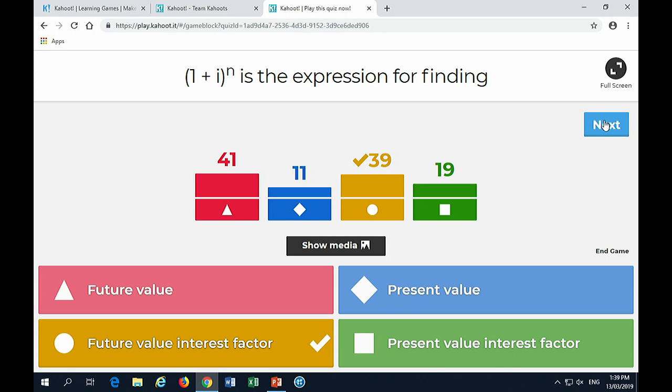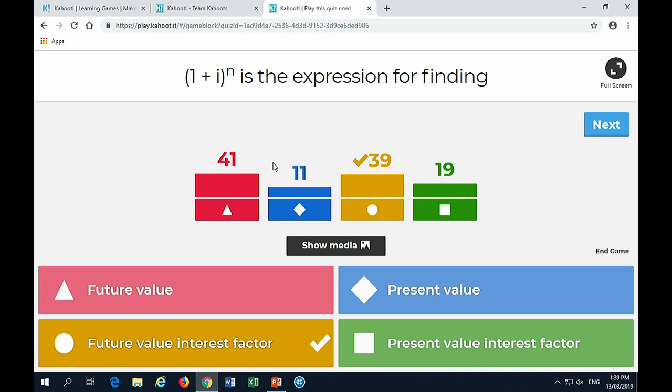Within this formula, if I want to find the future value, I'm still missing some components. I don't know the initial amount of my investment. So it is not just the future value. It will get me towards finding the future value, but it is not an expression for purely finding the future value. It is also not a present value expression for finding the present value.